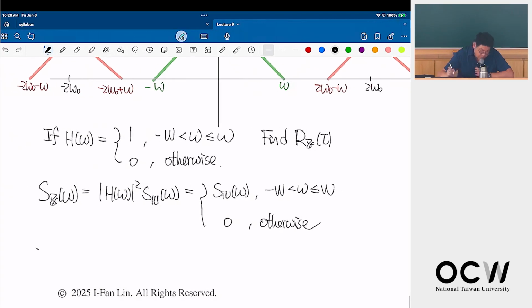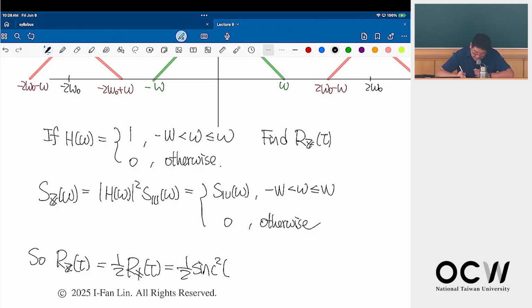Then therefore, the autocorrelation of z will be 1/2 of autocorrelation of x. So that's a sinc square function, w tau over 2.